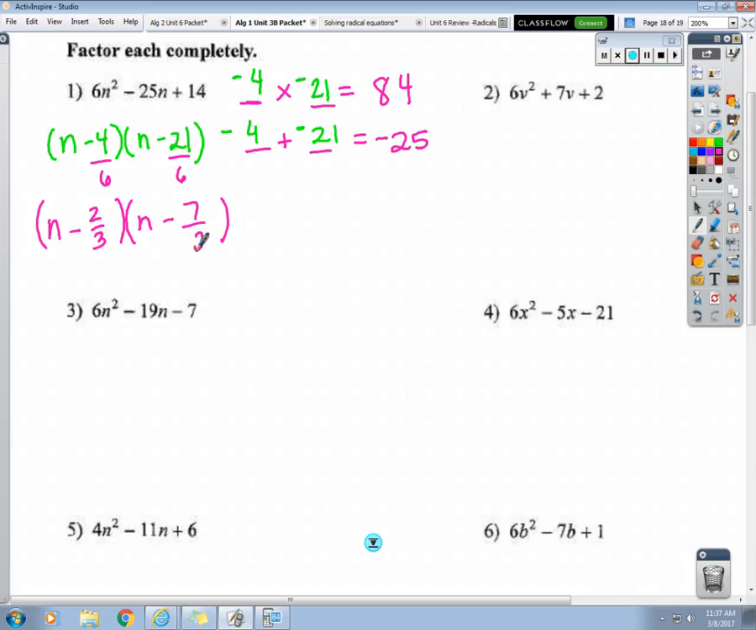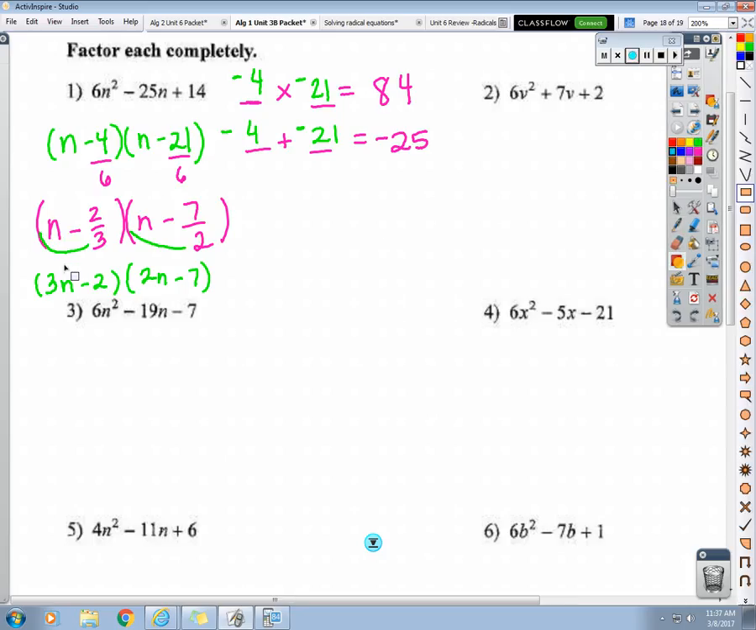Okay, so now the final step is these denominators get kicked out to the front. So it becomes 3n minus 2, and then this one becomes 2n minus 7, and that is your final answer. Okay, go ahead and copy it.